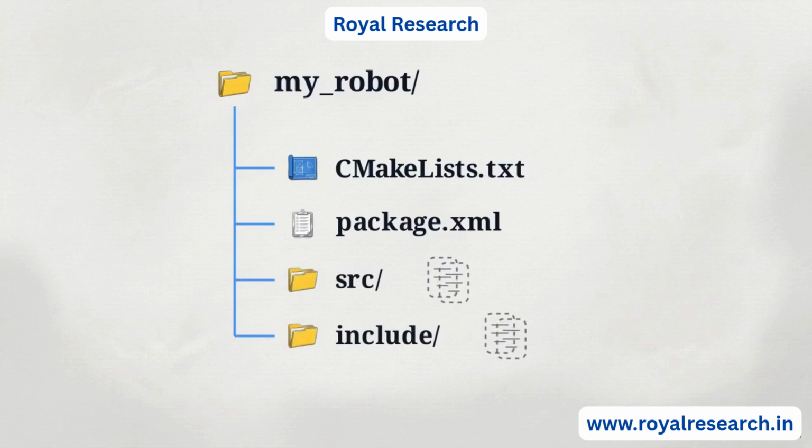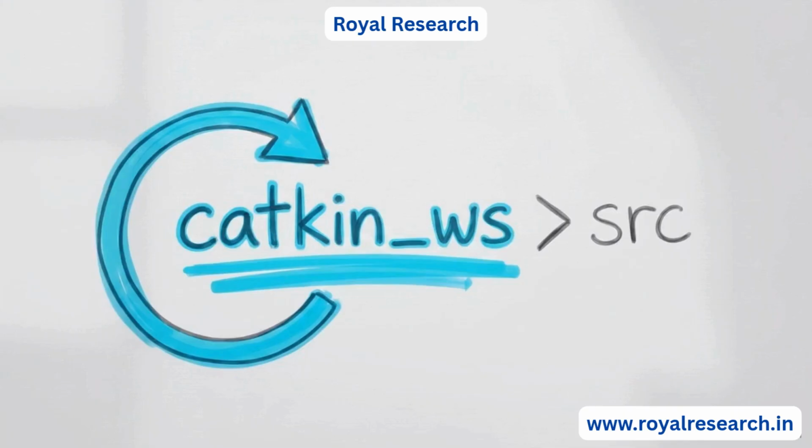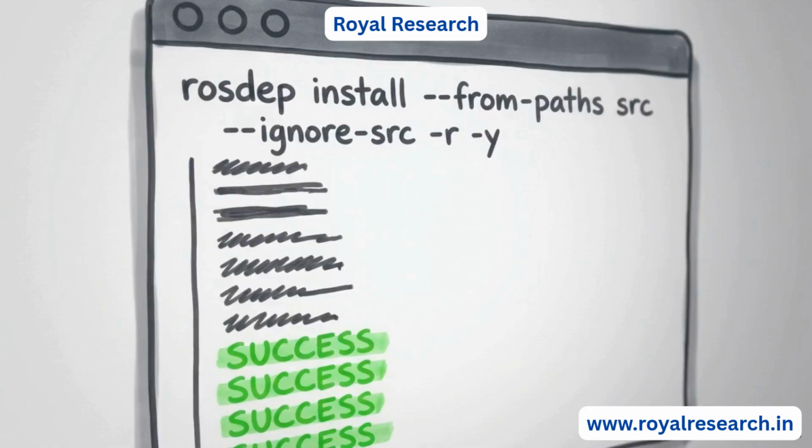With the internal structure confirmed, we automate the installation of missing system dependencies using a dedicated command line tool called rosdep. Before running the tool, navigate back up to your workspace root directory by typing cd ~/catkin_ws. This terminal window displays the exact syntax required. Type rosdep install --from-paths src --ignore-src -r -y.